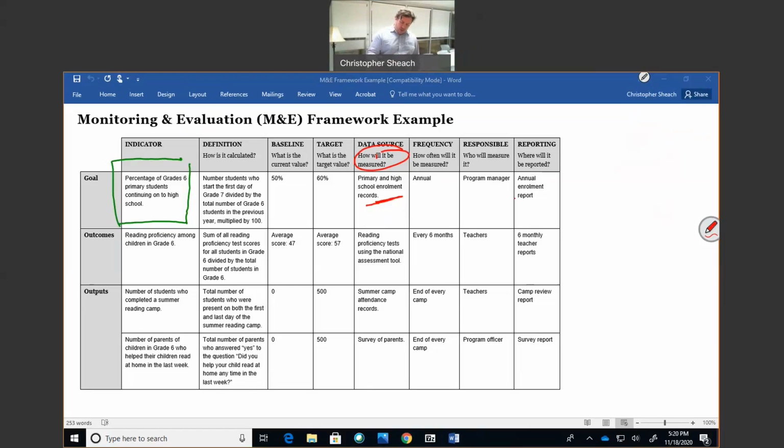Okay, so once we identify what source we have for the data, we'll also have to think about how often it will be measured. And this, of course, has to be relevant, right? If you're doing enrollment records, you probably only need to measure them once a year or maybe once a semester if that's the system you're on. If you were doing attendance records, you would probably need to check that on a daily or weekly basis. So that would be a different frequency.